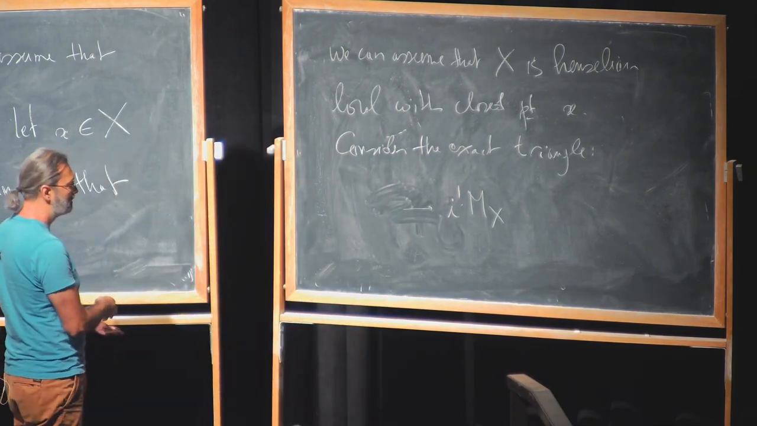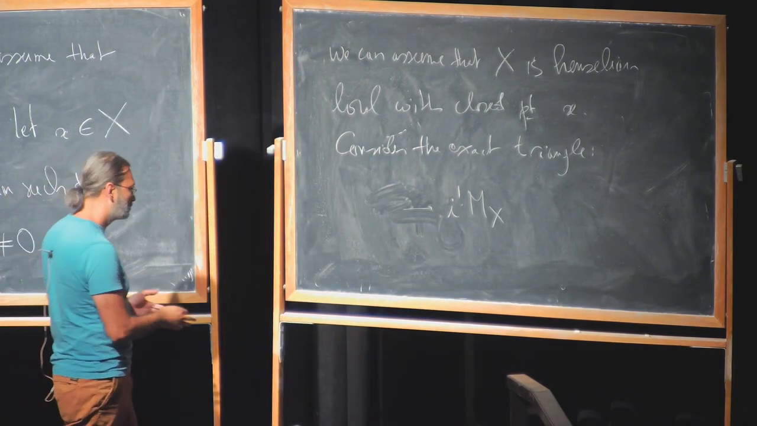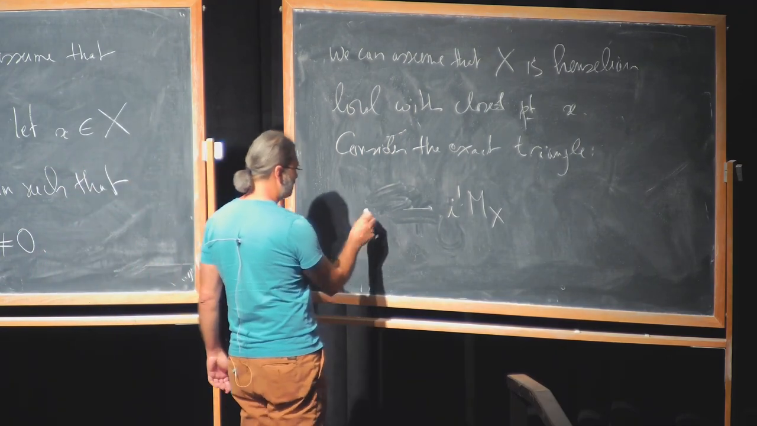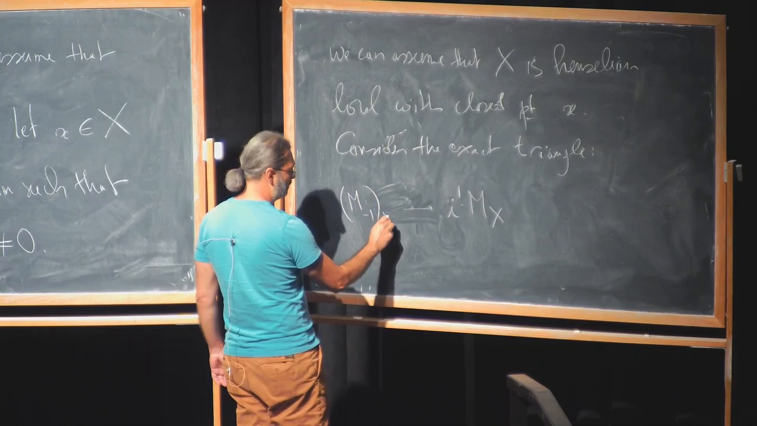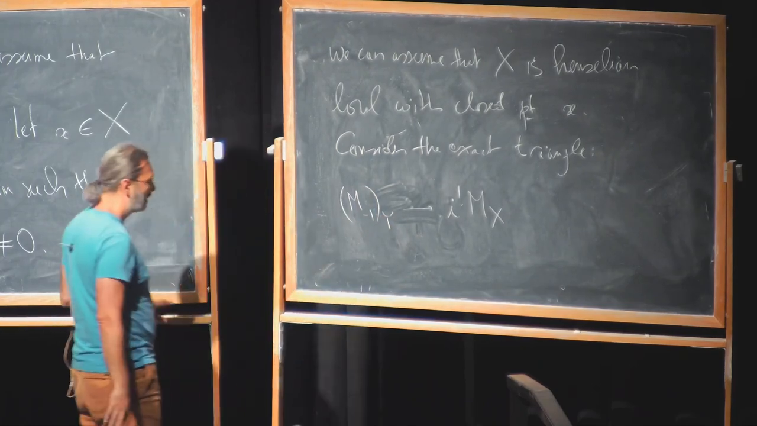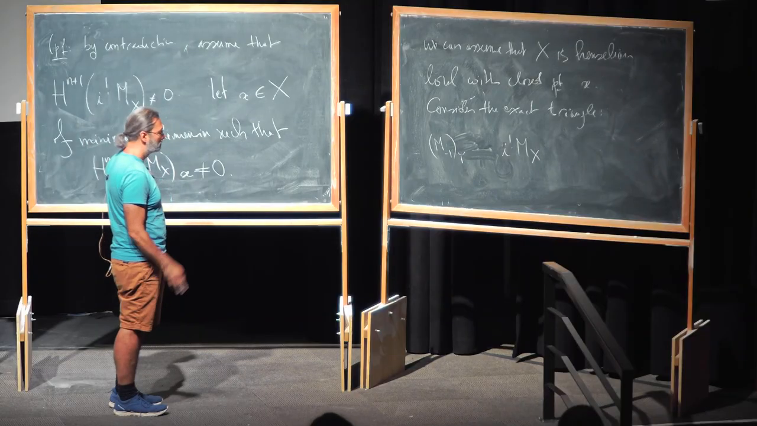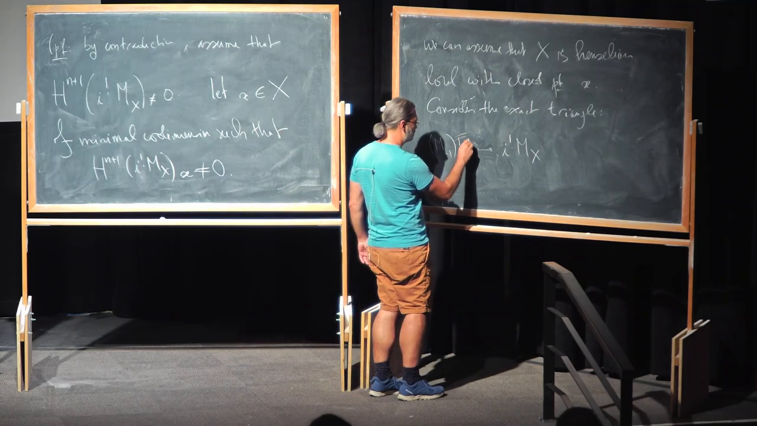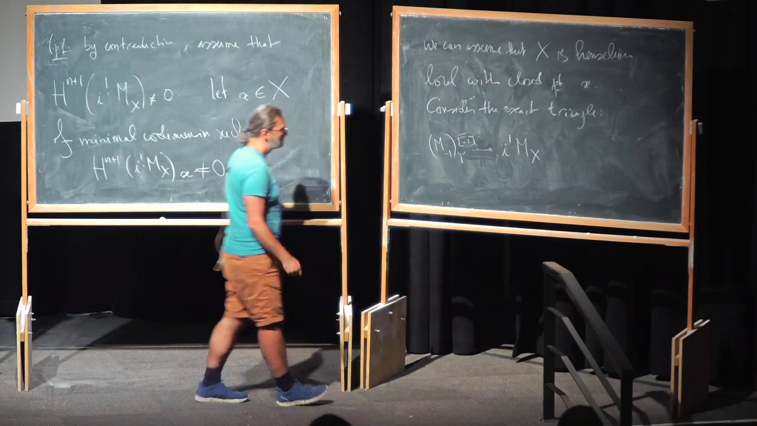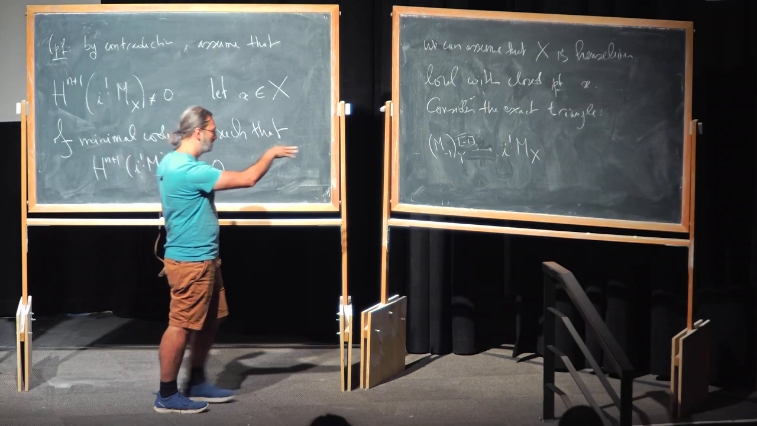So I know the h0, and I also know what the h1 is. The h1 is going to be m minus 1 restricted to y. This is up to trivializing the normal bundle of y, but that's what we have. So this is in degree minus 1. This is the h1 upper one of this sheaf.